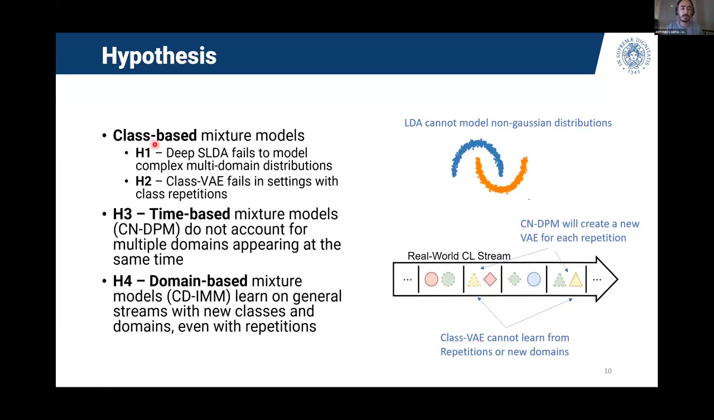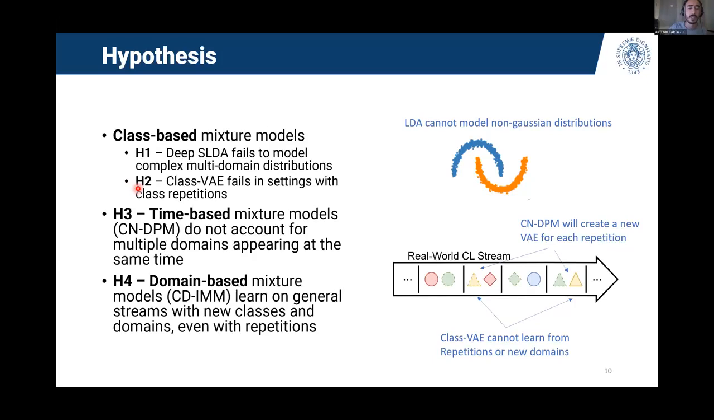For class-based mixture models, the ones that define a separate component for each class, models like DeepSLDA basically use a separate Gaussian for each class. This means that if you have a simple non-Gaussian distribution, you cannot solve the problem with DeepSLDA, because it assumes that the feature extractor is good enough to make everything Gaussian.